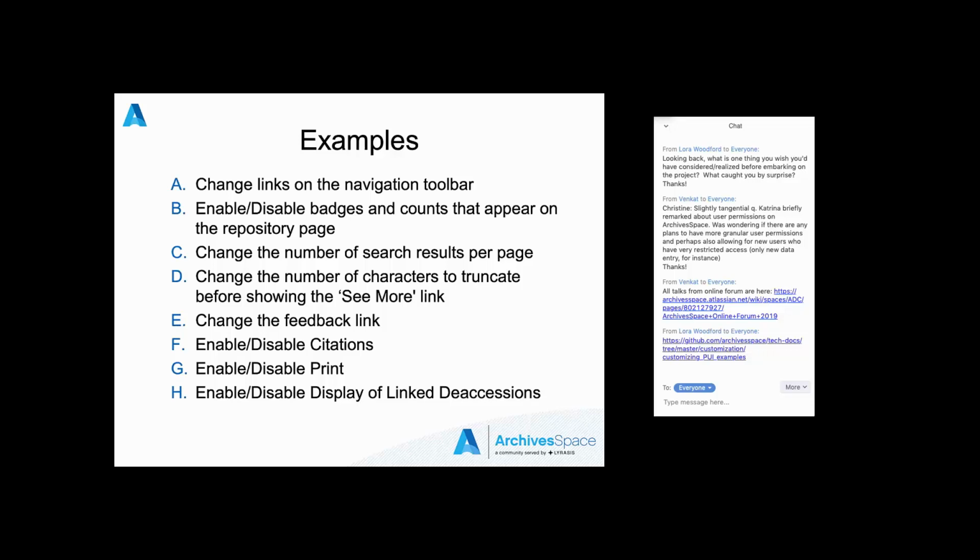So we're going to talk about how to change links on the navigation toolbar, how to enable and disable badges and counts that appear on the repository page, change the number of search results per page, the number of characters to truncate before showing the see more link, how you change the feedback link, enable and disable citations, the print functionality, and the display of linked deaccessions.